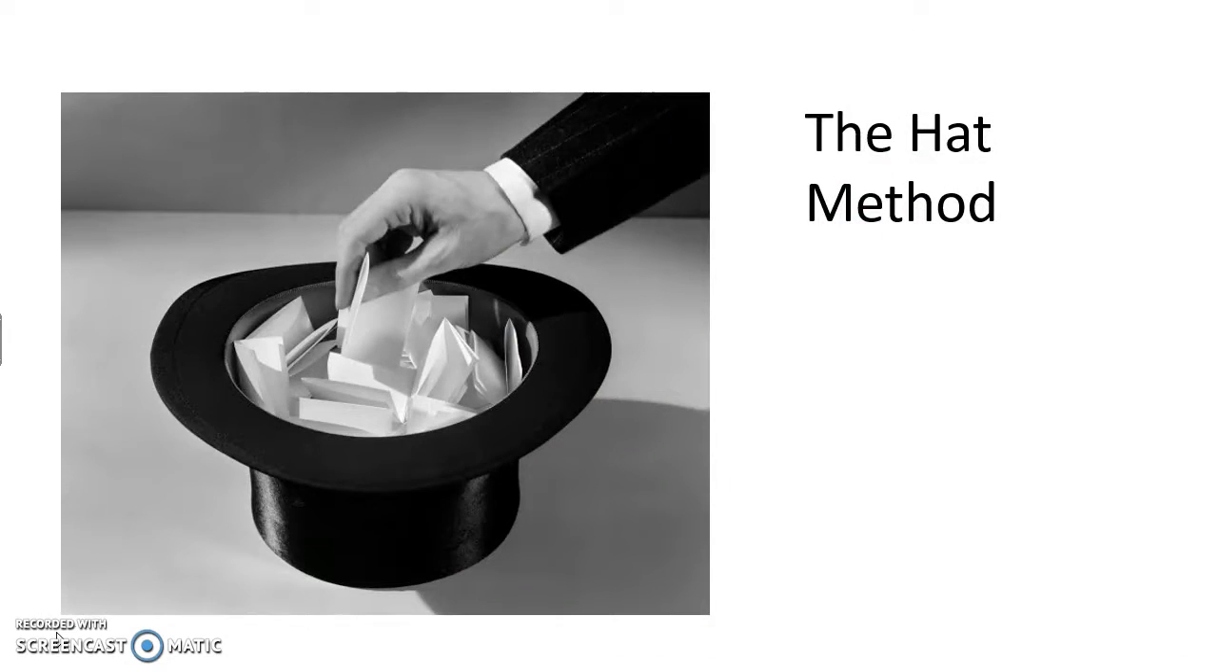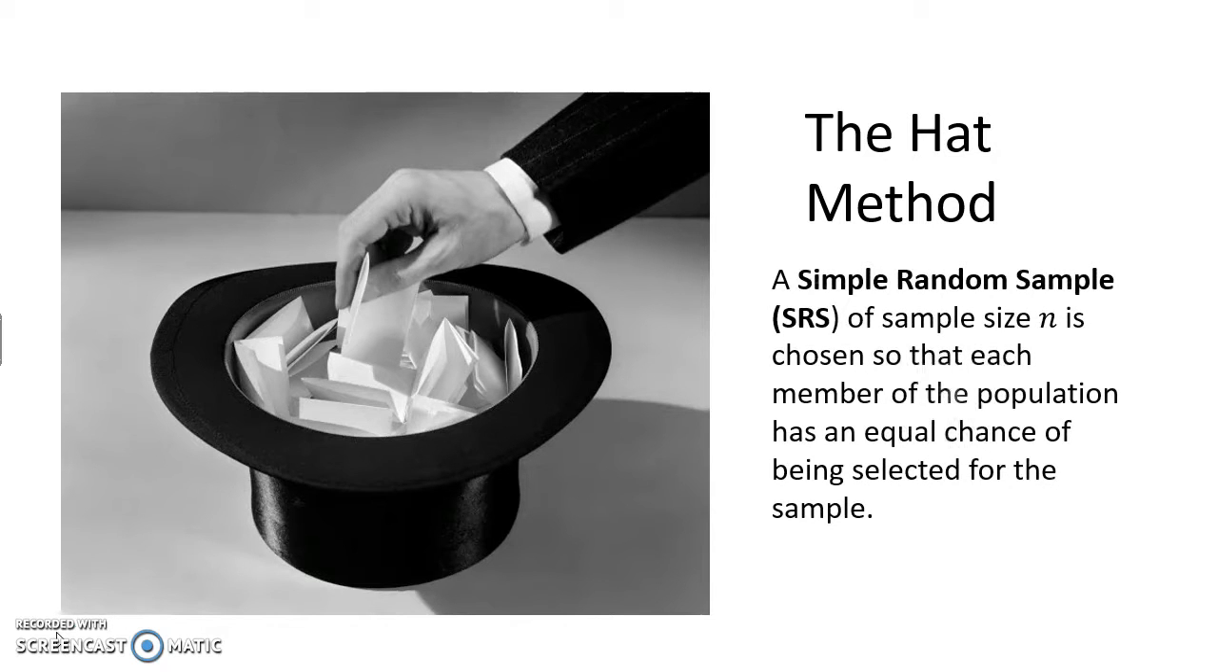A simple random sample is the most simple way to randomly sample. The hat method might be the best way to illustrate what a simple random sample is. You would write the names of every individual in your population on identical slips of paper, toss them around in a hat, and select your sample.